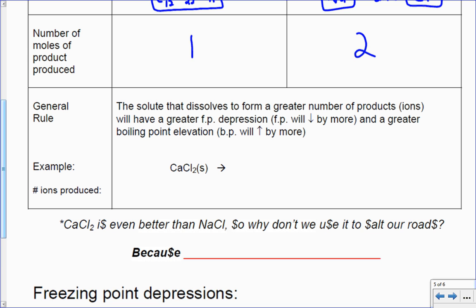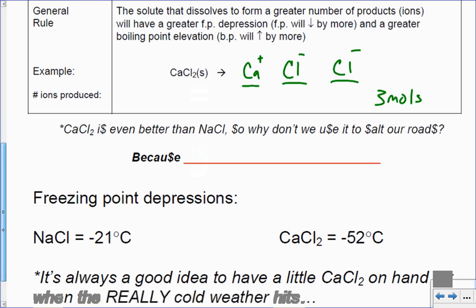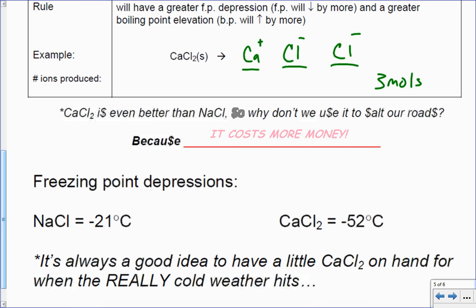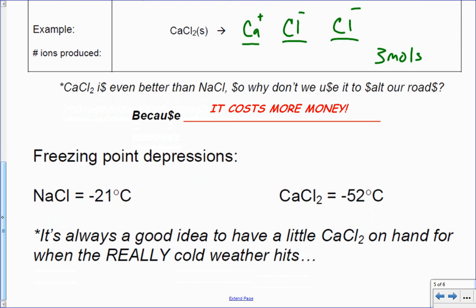So in this case, CaCl2, I will get Ca plus with a Cl minus and a Cl minus. Do you see that that's 1, 2, 3 moles of ions for every 1 mole I put in? So CaCl2 is even better than NaCl, but why won't we use that on our roads? Well, because it costs a lot more money. The normal freezing point depression for sodium chloride is -21. For CaCl2, it is -52, so it definitely does work better. The problem is I don't put calcium chloride on the roads because it's so much more expensive to make.